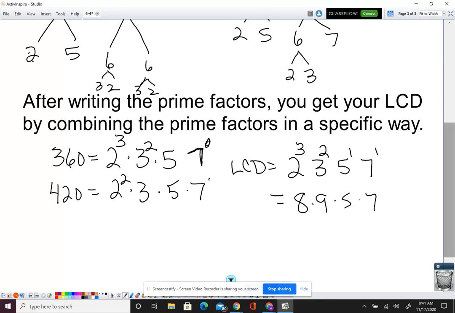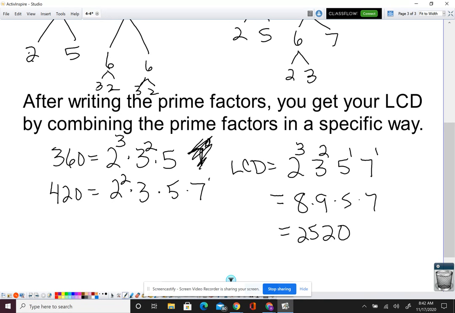So what's the difference between the 360, I'm going to erase that, 360 and our least common denominator? There's a 7 at the end. So our least common denominator is 360 times 7, which is 2520.